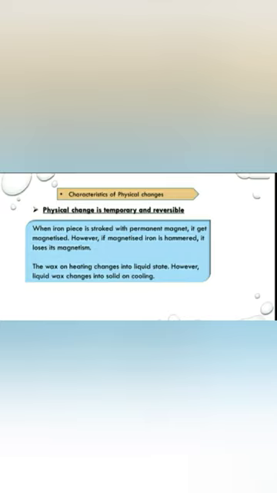Physical change is temporary and reversible. First, when an iron piece is stroked with a permanent magnet, it gets magnetized. However, if magnetized iron is hammered, it loses its magnetism. Second, the wax on heating changes into liquid state. However, liquid wax changes into solid on cooling. So these two are temporary and reversible changes.